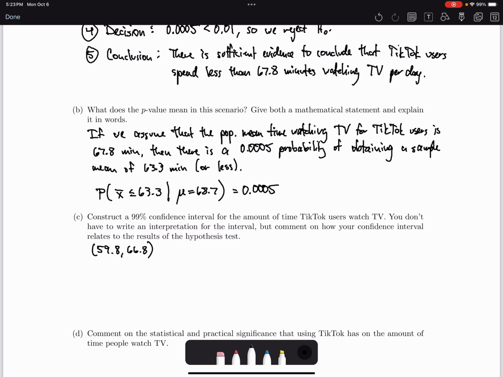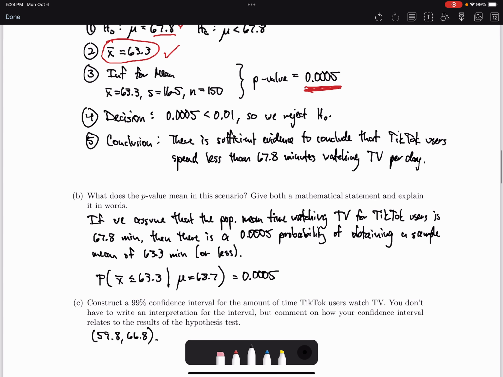We weren't asked to interpret the interval this time. If we wanted to give an interpretation, we could say something like, well, we're 99% confident that the amount of time TikTok users watch TV per day is somewhere between 59.8 minutes and 66.8 minutes, right? So we weren't asked to write down that interpretation, but we were asked to comment on how our confidence interval relates to the results of the hypothesis test.